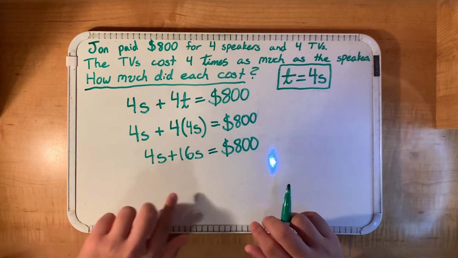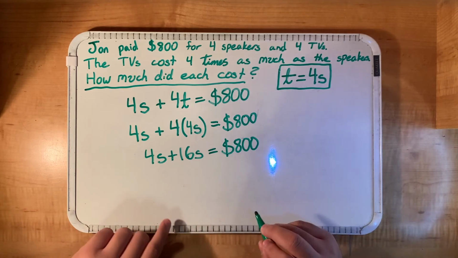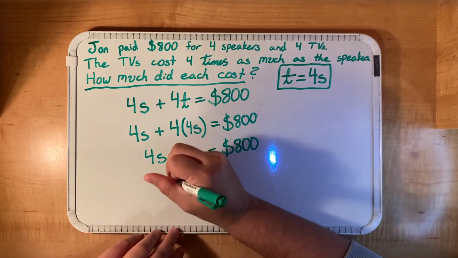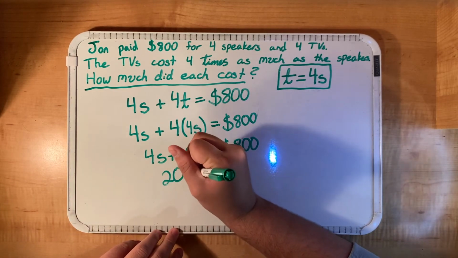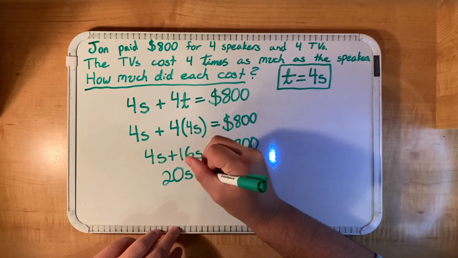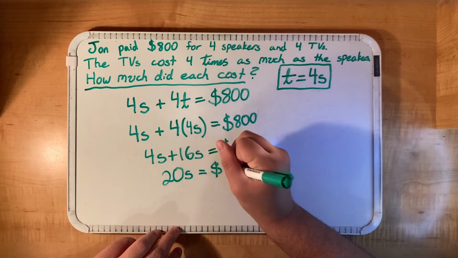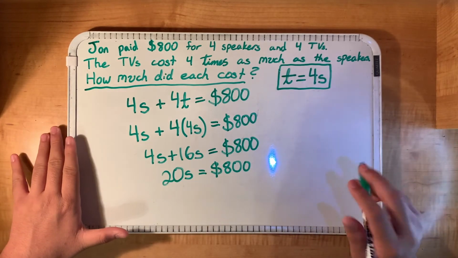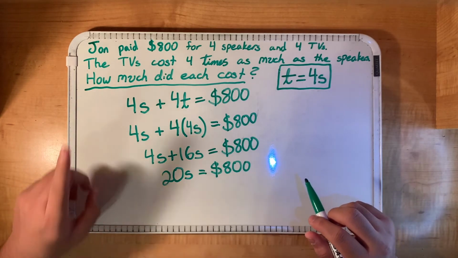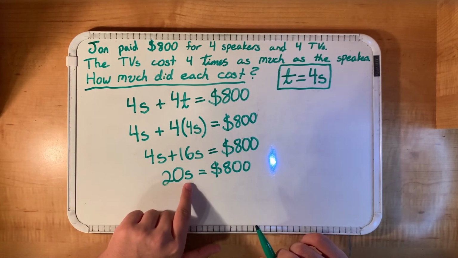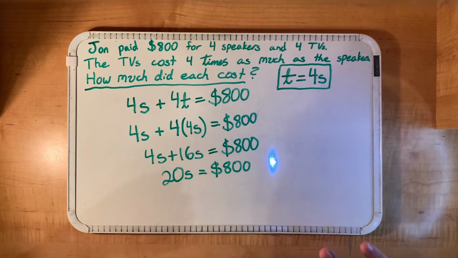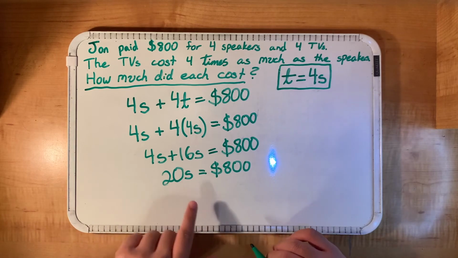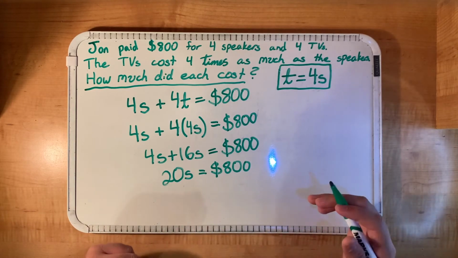Now what we need to do is combine these S's together. 4S plus 16S gets us 20S. So we have 20S is equal to $800. For this step, since we are trying to find the price of one speaker, we need to get a single speaker by itself. How are we going to do that? We're going to do that by getting rid of this 20. That's quite simple, actually.